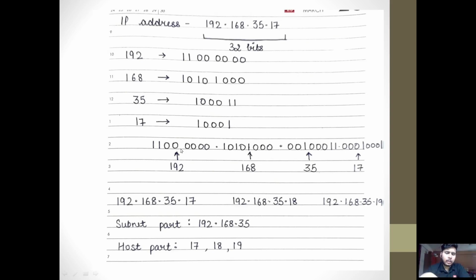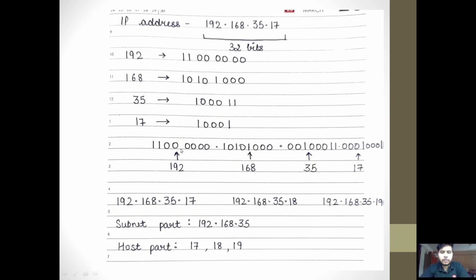So these are the three addresses, like 192.168.35.17, and similarly there is another one, 192.168.35.18. The subnet part is basically the common part in all the IP addresses. So in these three addresses, the common part is 192.168.35. This will be the subnet part, and the rest, like 17, 18 and 19, will be the host part.